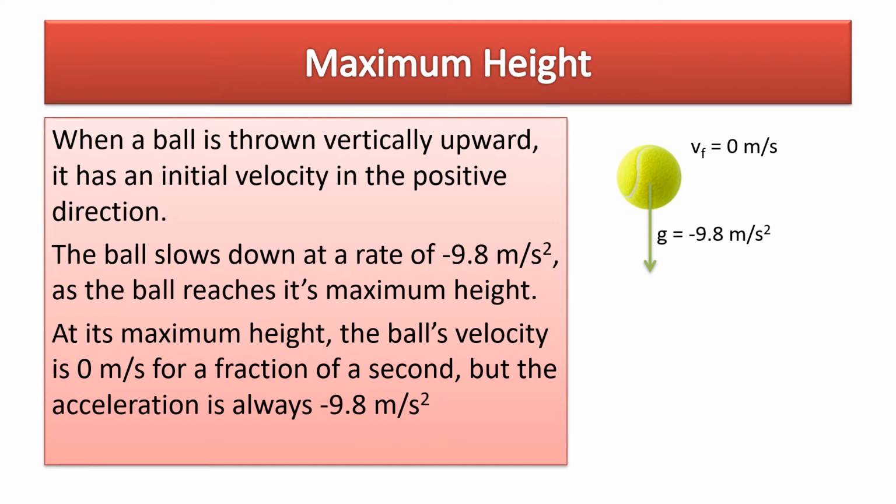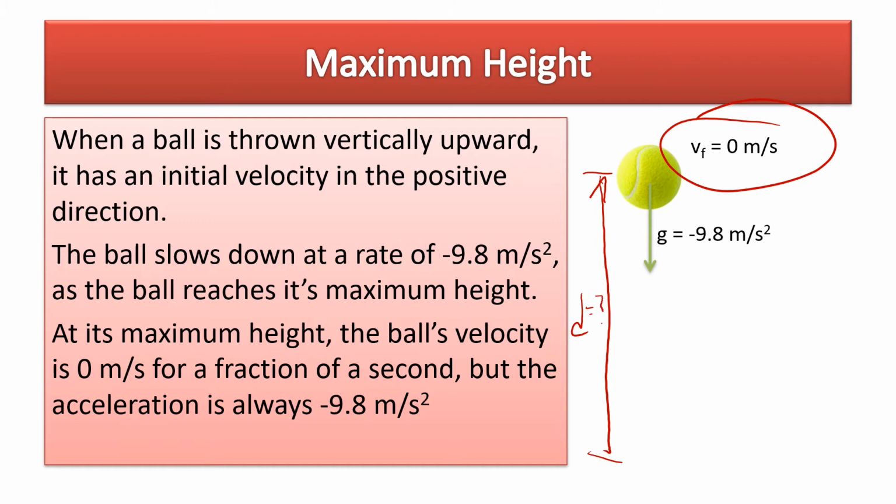Just because that ball slows down to a stop, then in the next lesson, it's going to come back down. But for now, we'll make the final velocity 0 so that we can calculate how far it was displaced in that positive direction. If we make the final velocity 0, then we can calculate what that displacement is and figure out what the maximum height is.